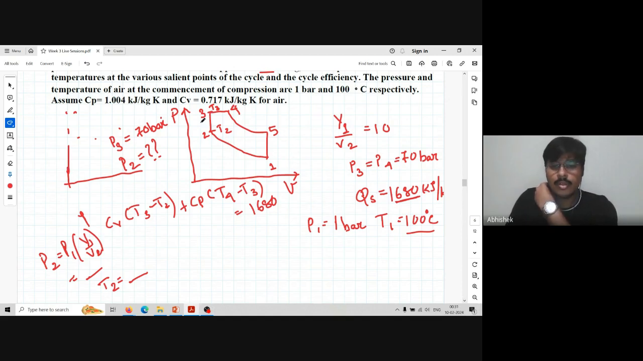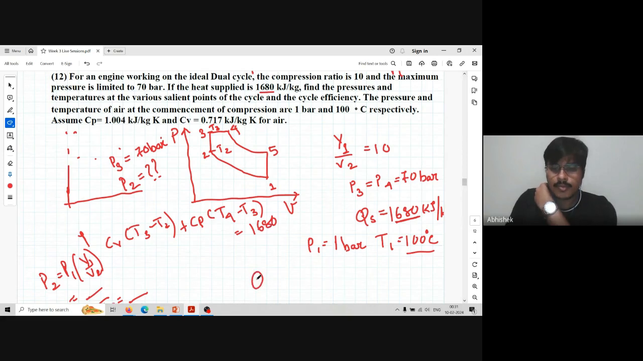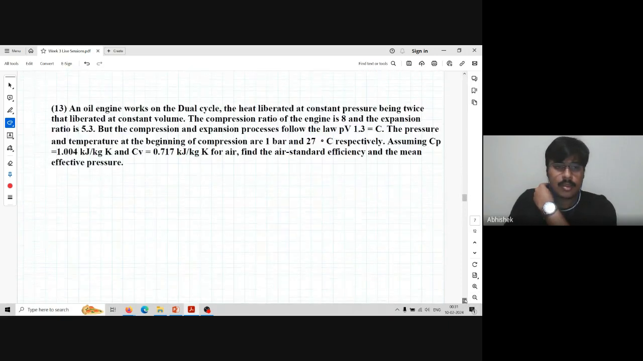Once you get T2, then you can find T3, T4, and then T5. So you get the temperature and pressure. First bit is done. Then the cycle efficiency is very simple. Q supplied minus Q rejected by Q supplied. Just do this one, you will get efficiency. That's all. Then we can move to the next question.